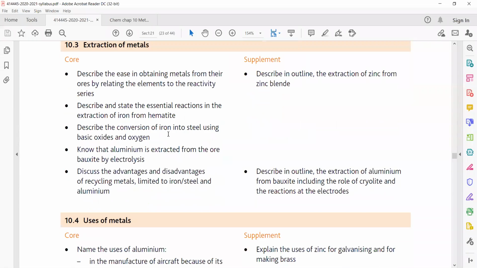Then extraction of the metal. How do we extract the metal? Describe the ease in obtaining the metal from their ore relative to the element's position in the reactivity series. So we have this reactivity series: potassium, sodium, calcium, magnesium, aluminium, zinc, iron, lead, copper, mercury, silver, gold, platinum. For the more reactive metals till aluminium, because they are highly reactive, we can remove them by electrolysis.